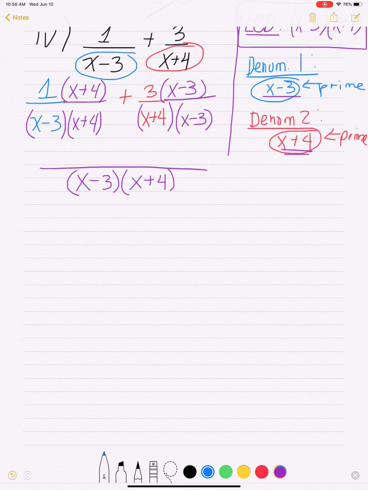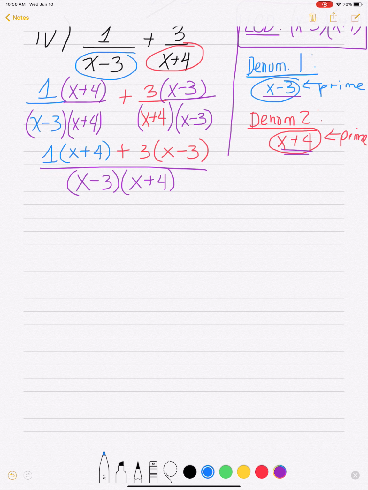So we're going to take 1 times x plus 4 plus 3 times x minus 3. And from there, we want to clean up the top. What do I mean clean up the top? Well, first of all, you want to distribute 1, and then you want to distribute 3, and then you want to combine your like terms.